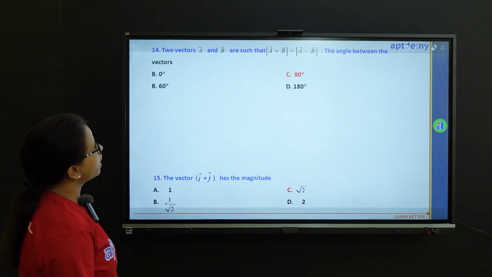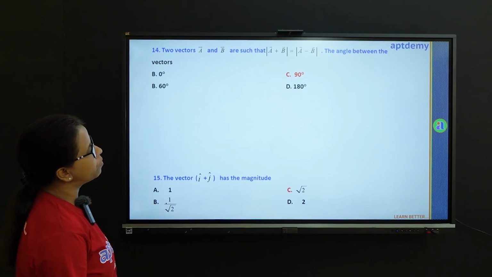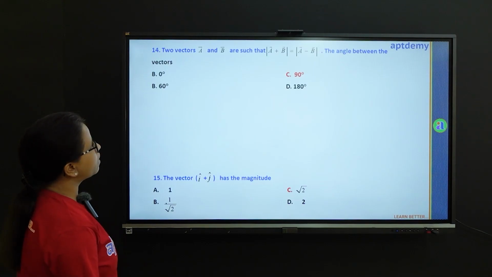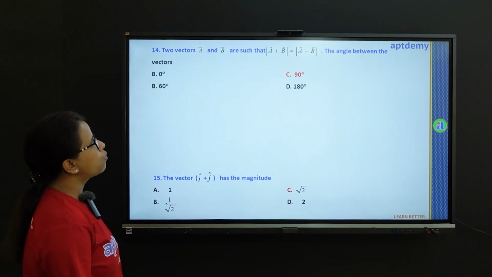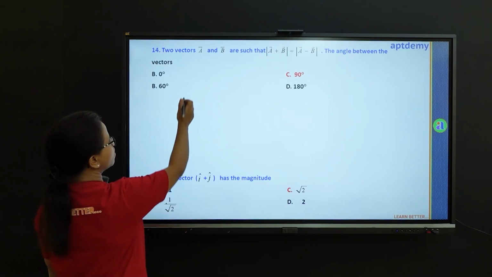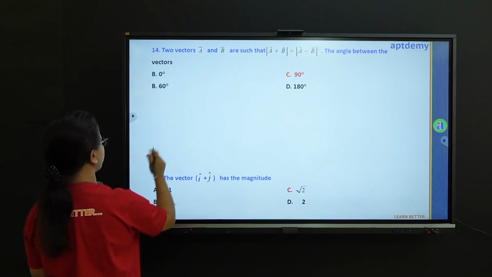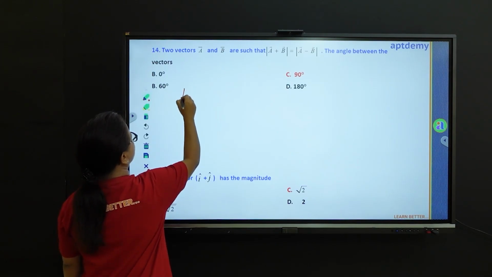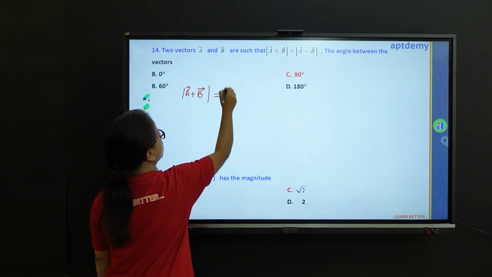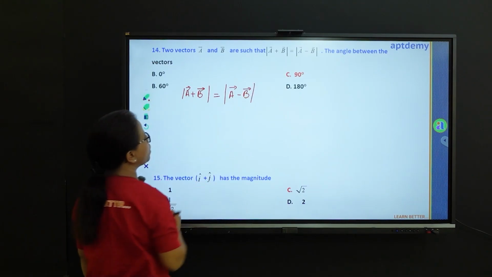Now two vectors, vector A and vector B, are such that the magnitude of vector A plus vector B is equal to the magnitude of vector A minus vector B. We are asked to find the angle between the two vectors. What is the magnitude of the resultant of the sum of two vectors? Now let us solve this. We have the magnitudes: modulus of vector A plus vector B equals modulus of vector A minus vector B. So what can we write this as?